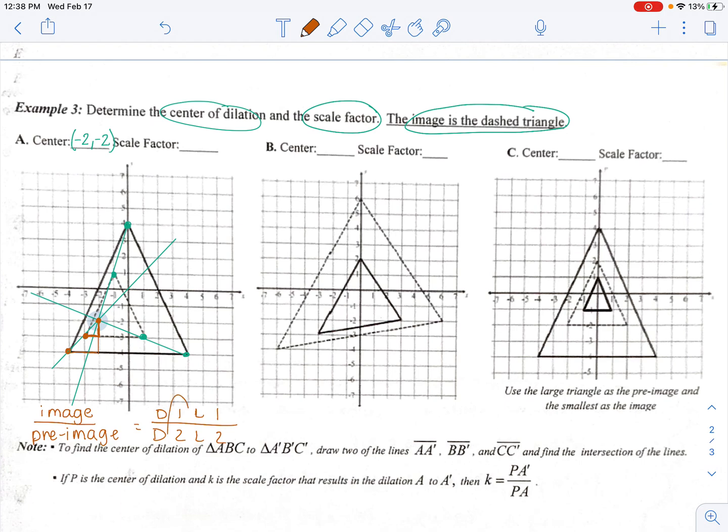So look at that. I have my scale factors right there. My scale factor is 1/2. And you look at that shape. The shape goes from that big shape to that smaller triangle, so it does make sense.